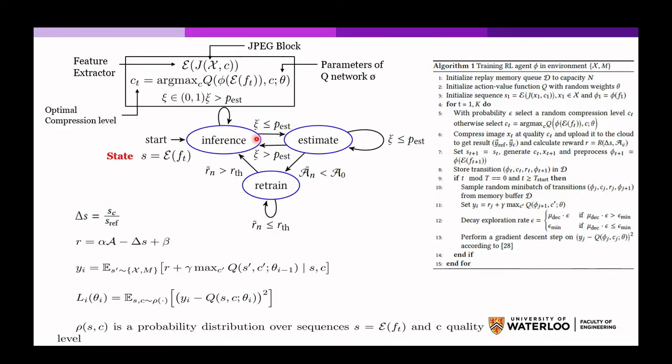In the inference stage, we only upload the compressed image selected by the agent. But in the estimation stage, we upload both the X reference and the X compressed to calculate the reward, as shown here in this algorithm. In each epoch i, the transition is stored in the memory buffer.